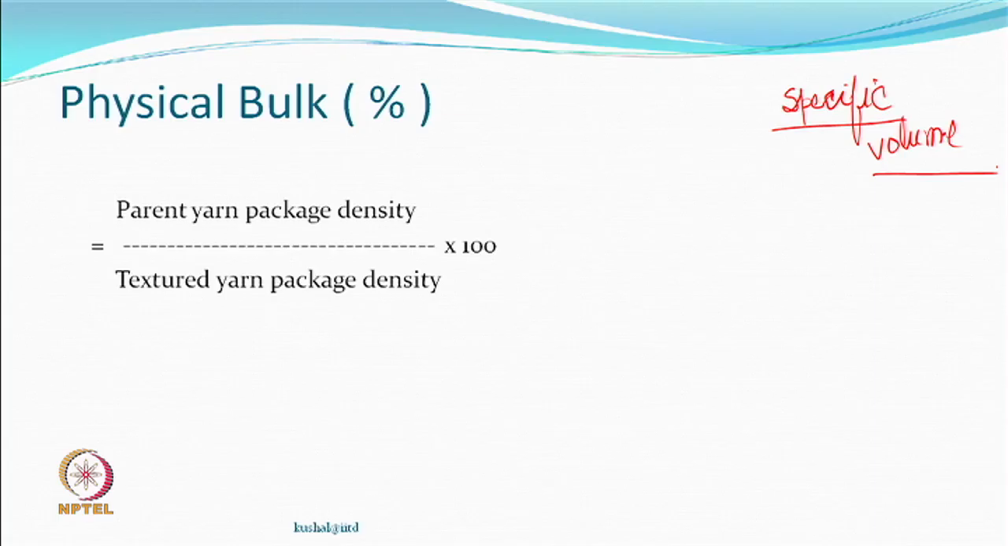So, they would measure parent yarn package density. You make a package, and they measure, let us say, package density, and then you have a textured yarn which also is wound on a package, and you measure the package density. And so, the bulk is defined as this simple term, but that is not the only way you can measure the bulk. There is a reason why people like to measure the bulk like this.